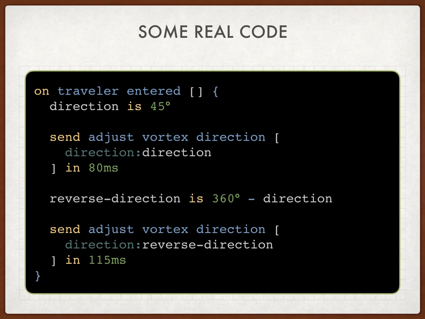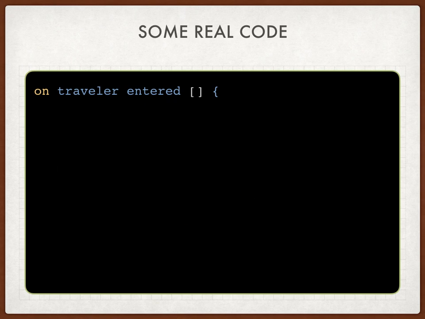So I'm just going to read this code because it pretty much reads how it says. On traveler entered, direction is 45 degrees. Send adjust vortex direction, direction in 80 milliseconds. Reverse direction is 360 degrees minus direction. Send adjust vortex direction, reverse direction in 115 milliseconds. That's 35 milliseconds after 80. Okay, let's talk about this code here.